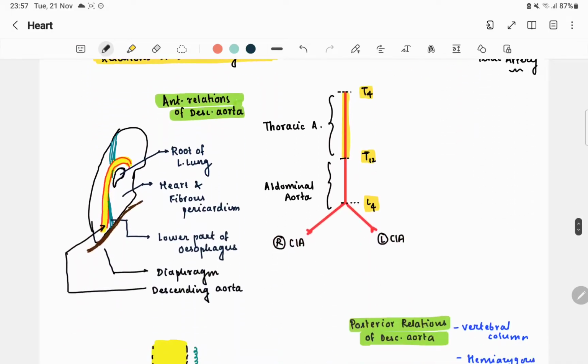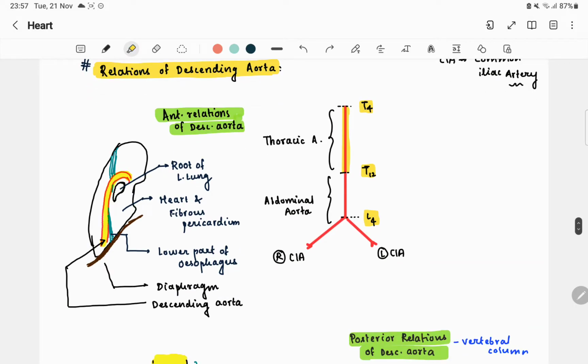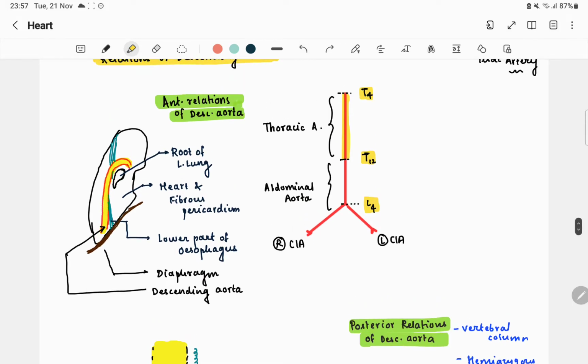Talking about the relations of the descending aorta, let's move on to the relations of the descending aorta. So we have our aorta arranged like this, and we have the anterior relations of the descending aorta. This is the descending aorta. What are the anterior relations of the descending aorta? So we have a lung present somewhere like this. This is called the root of the lung.